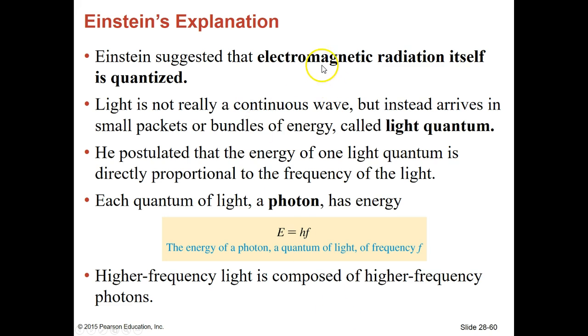Einstein suggested that electromagnetic radiation itself is quantized. So light really isn't just a continuous wave, but instead it comes in small little packets or bundles of energy, and we call that a light quantum. He said that the energy of one of those is directly proportional to the frequency, and so each quantum of light or photon has an energy E equal to hf. So the higher the frequency of light, the bigger the energy that it will have.